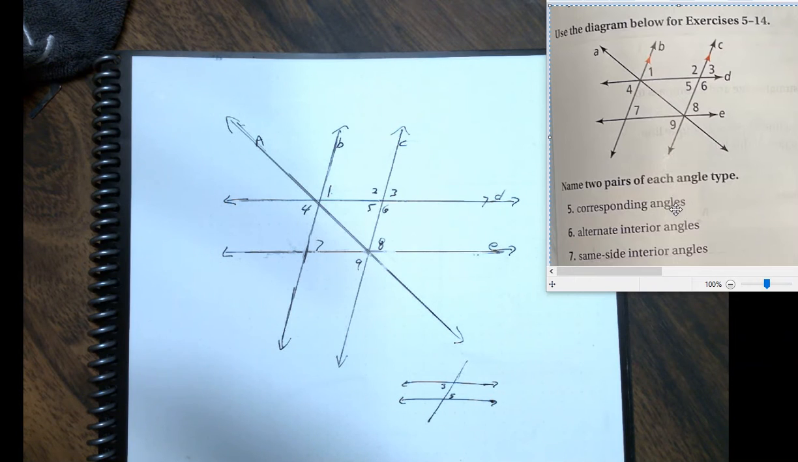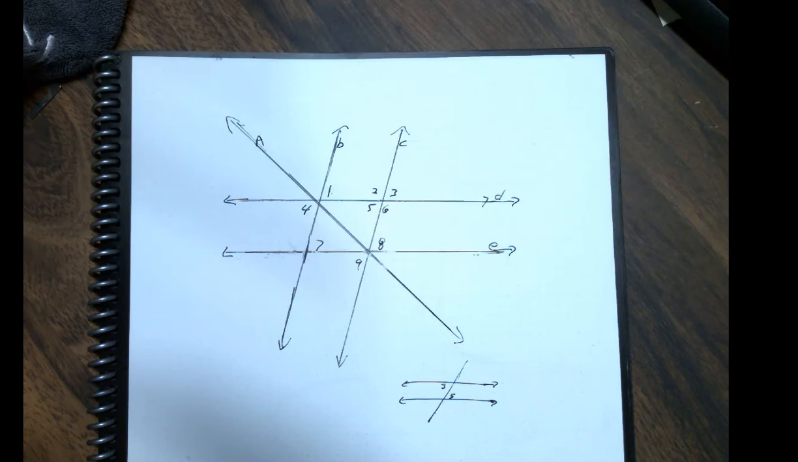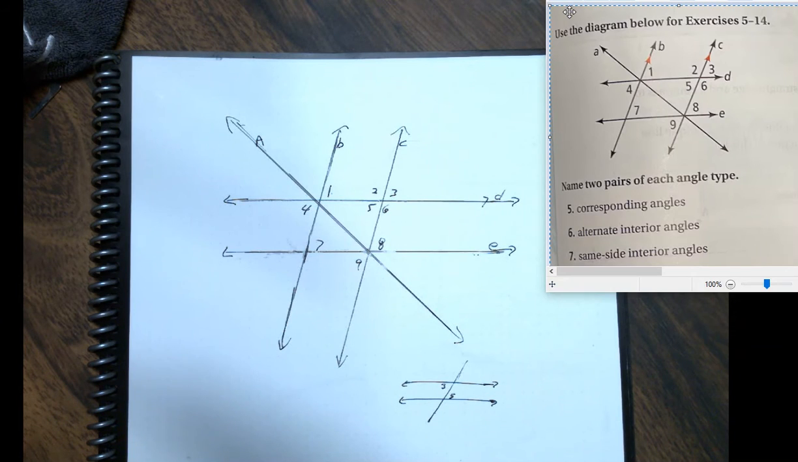Now moving on to number 6, it's asking for us alternate interior angles. Alright, so alternate interior angles add up to 180 degrees, like your C and E. But it's asking for alternate interior angles. So basically what we're going to do is, let's see what that means.